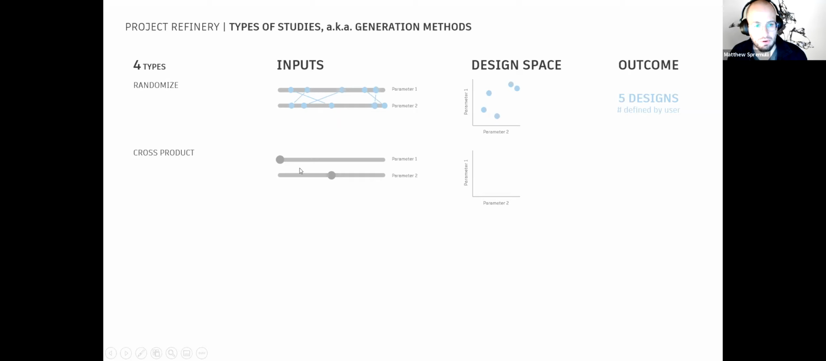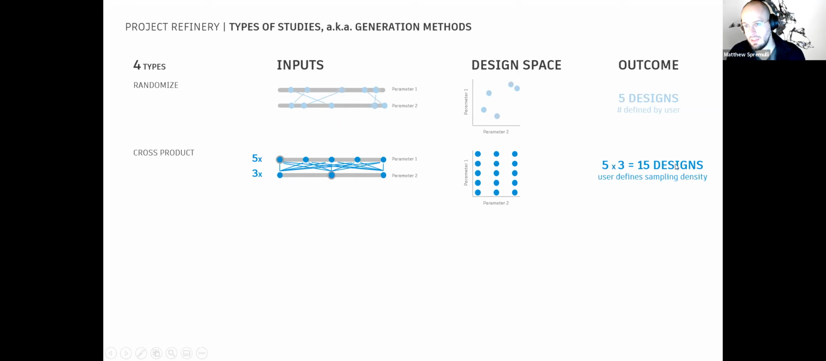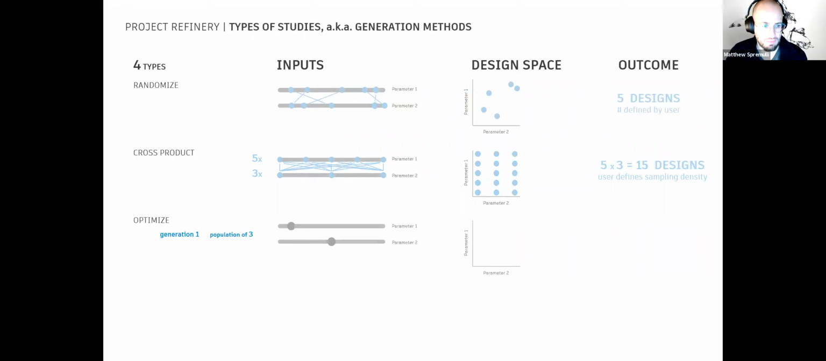Then there's cross product. This one's also fairly straightforward. It says I have 5 in this parameter, 3 in this parameter, and I'm going to make all these options. Great. And again, you say as a user how many samples you want to see.